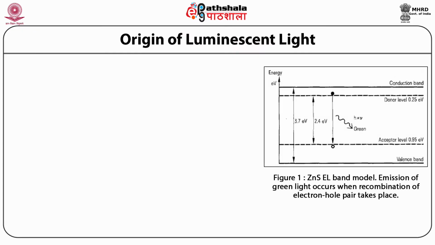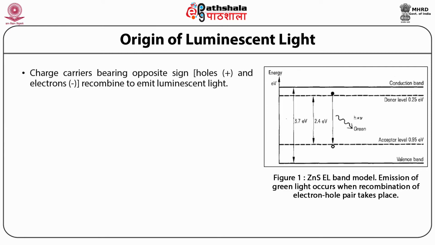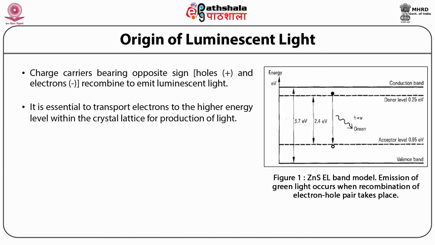Let us study the origin of luminescent light. Charge carriers, which are bearing opposite sign, that is, holes positive and electrons negative, recombine to emit luminescent light. It is essential to transport electrons to the higher energy level within the crystal lattice for production of light. This detaches them from the lattice of the crystal.